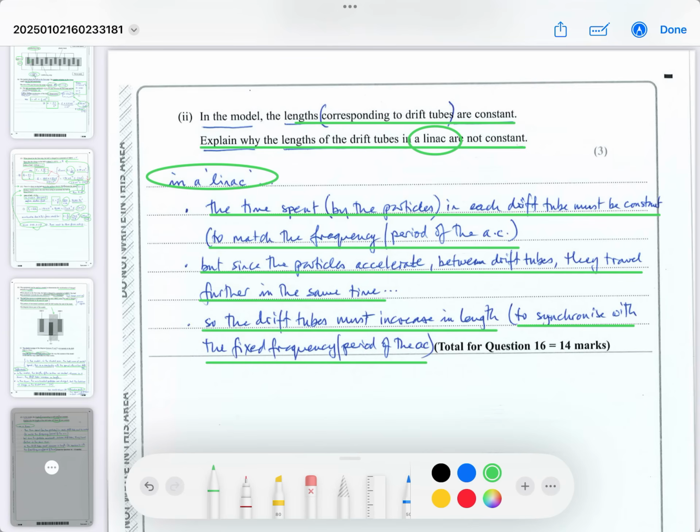Okay, so this you can see is a complicated question in that it's 14 marks. So I'm going to make that a standalone YouTube video, and I'll come back and do question 17 in the next video.